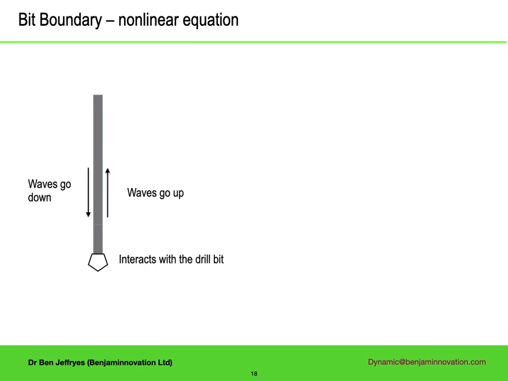Let's look at a very simple model of a drill bit on the end of constant cross-section pipe. Waves go up and down the pipe and interact with the drill bit. Most of these waves will have been generated by the drill bit. We have seen from the resonance structure of the spectrum that they go backwards and forwards many times between the bit and the surface or other reflectors.